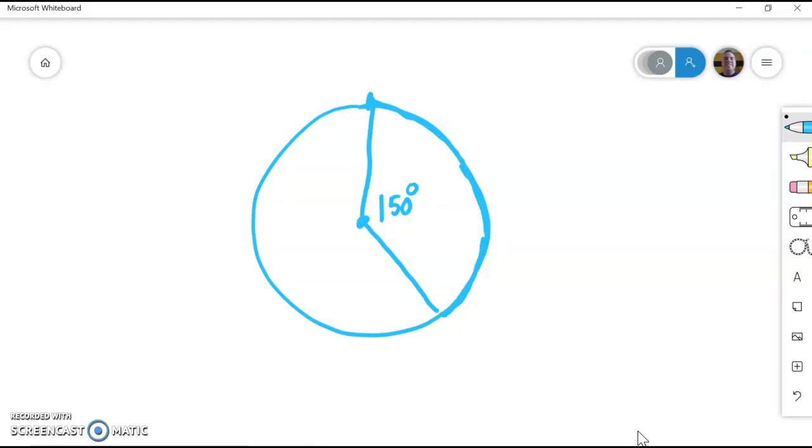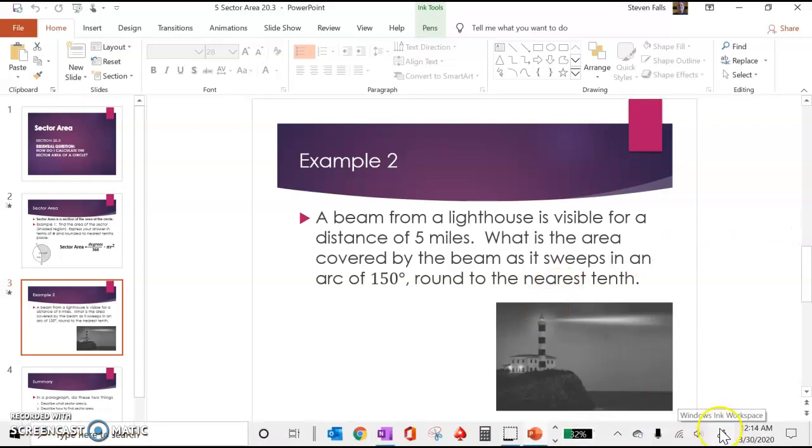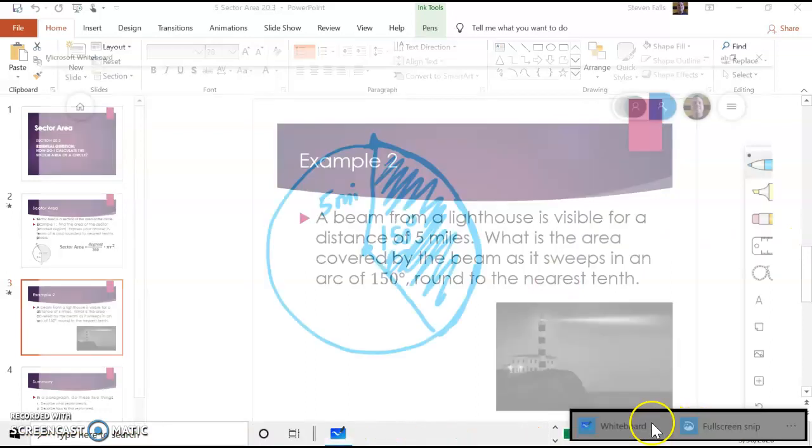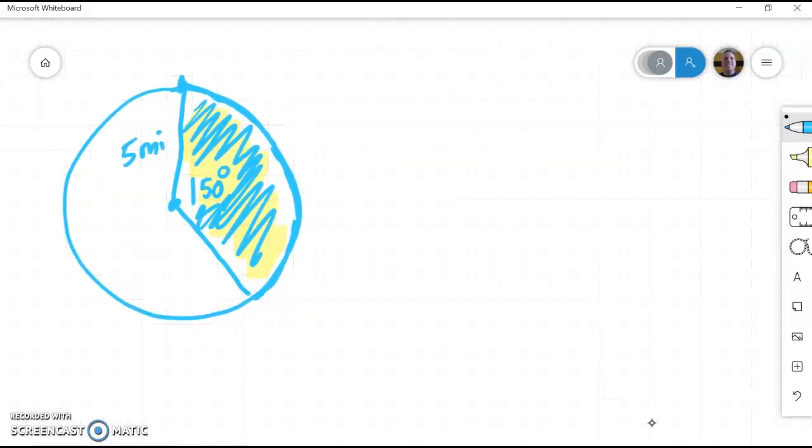So it wants to know what is the area of that sector that was created by that beam. And remember, it shines out at a 5-mile radius. Let's double check that. Yep, it is 5 miles. So we're going to find the area of that shaded region inside, right in here. Okay, so we can do that. Let's move this over a little bit.